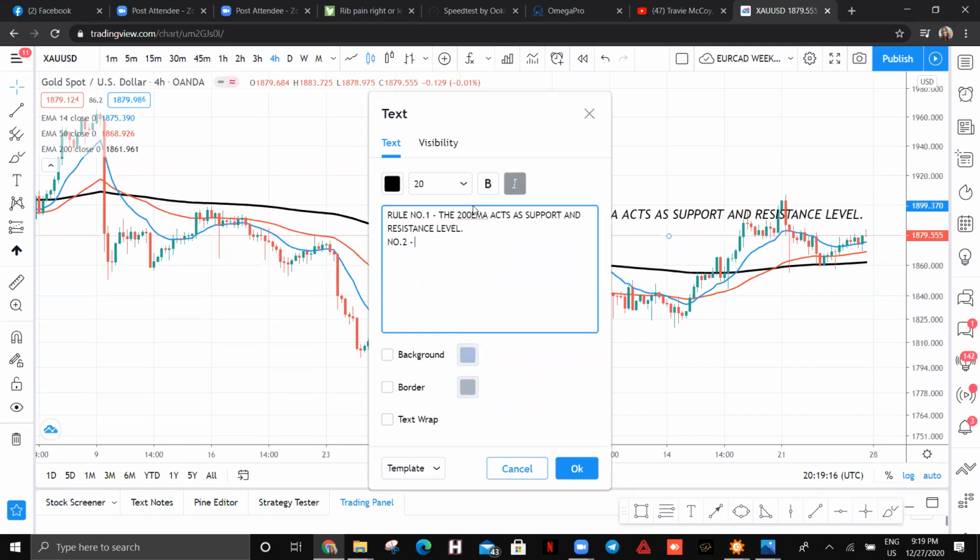So rule number two is, know the trend of the market.